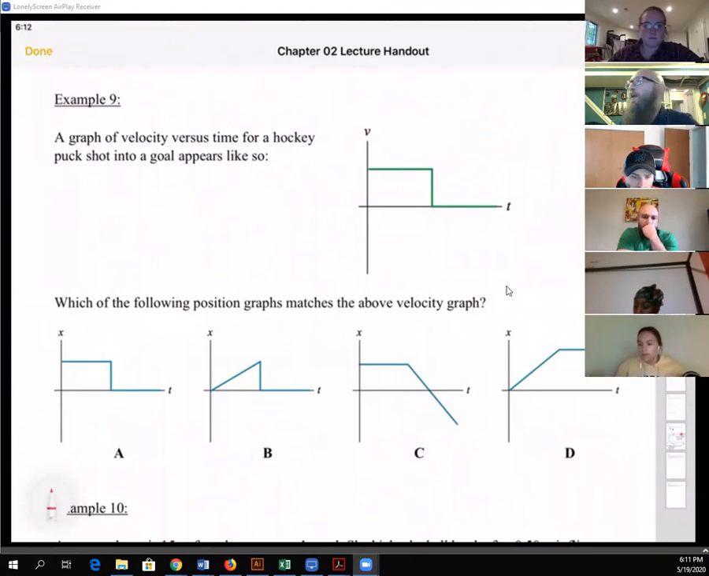So here's going the other way. Here's a velocity versus time graph of a hockey puck shot into a goal. It looks like this.